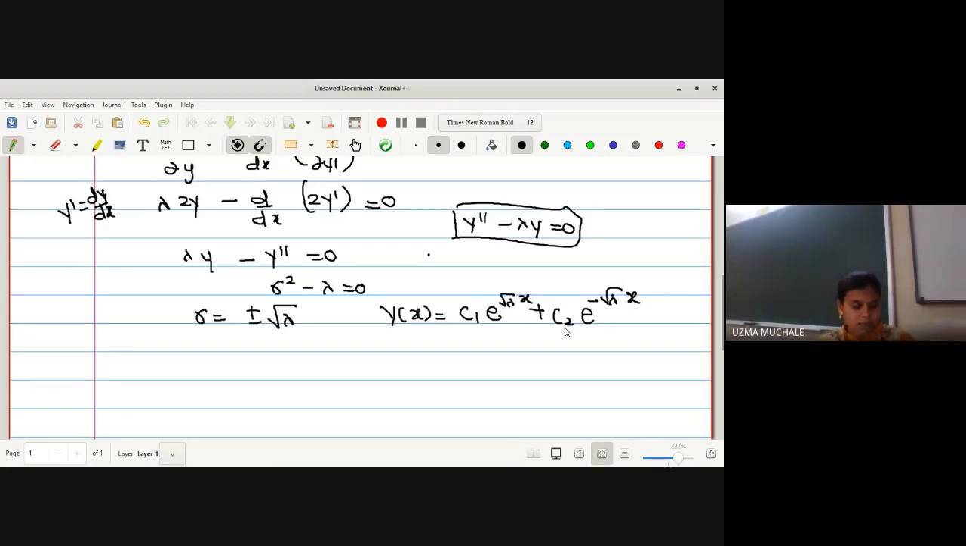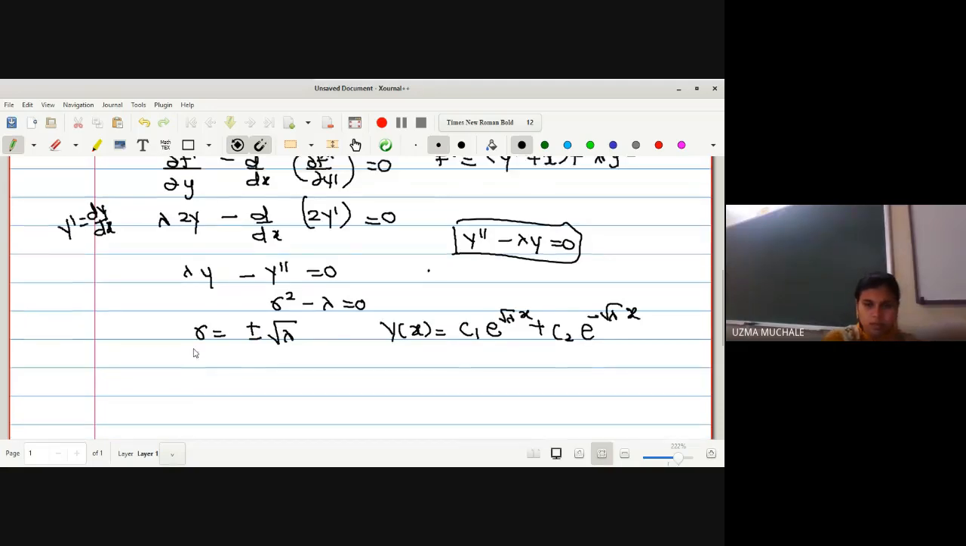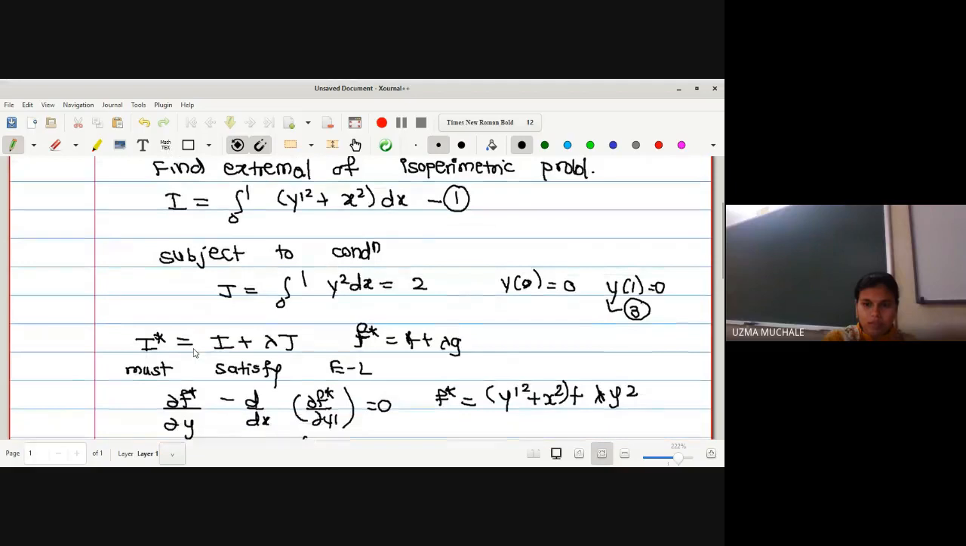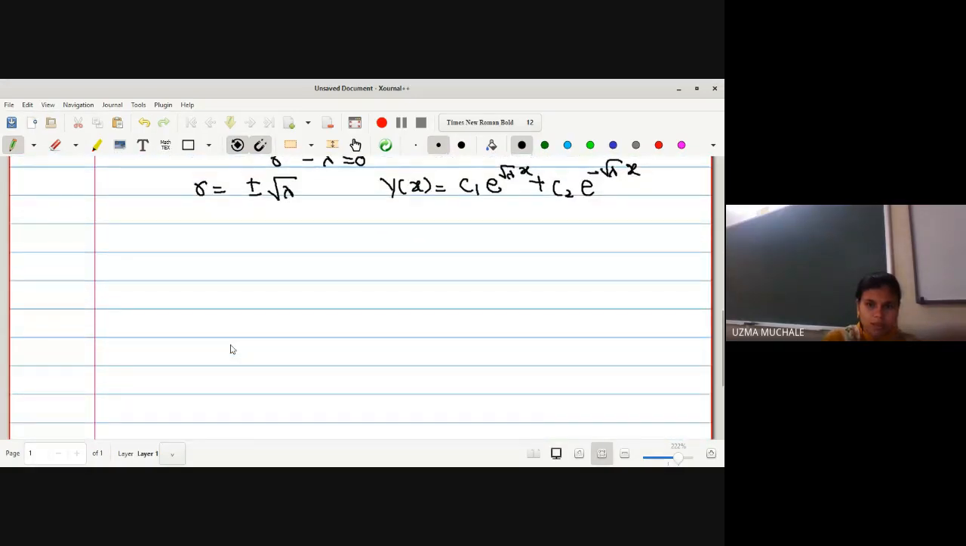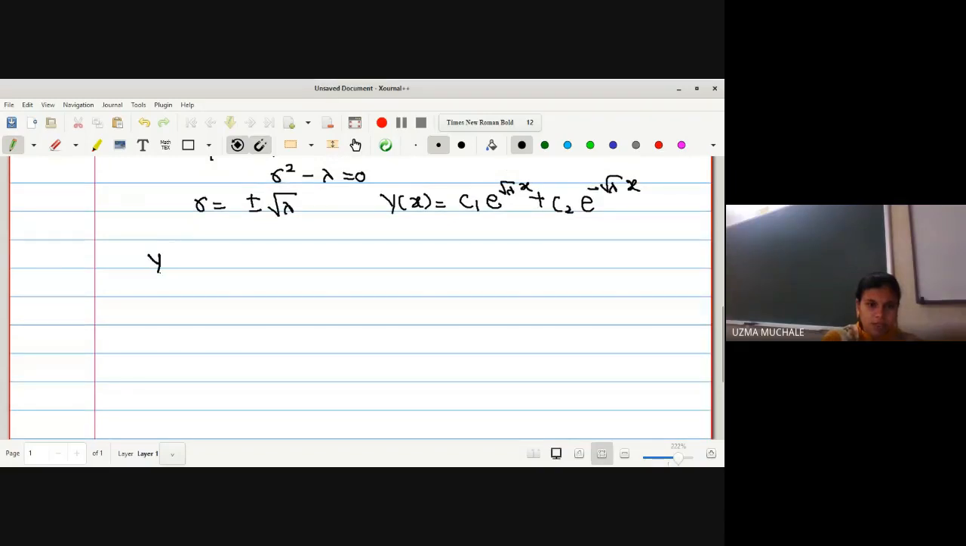Now what is the next step? We have to find out the values of those constants. How to find out the values of the constants? y of 0 is 0, y of 1 is 0. Okay. Now we have to use the boundary conditions. y of 0 is 0. Next, y of 1 is equal to 0.